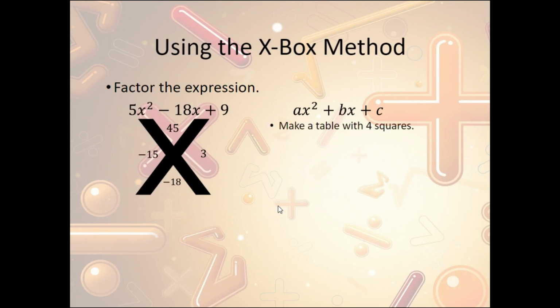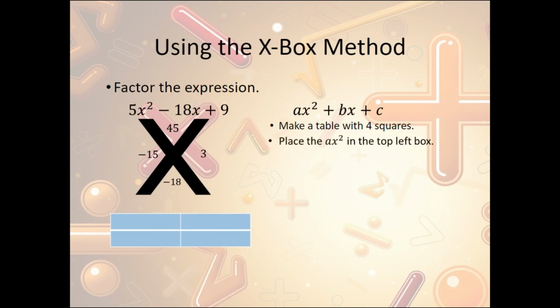Now we're going to do the box part. So that's the x part. Now we're going to do the box part. So we're going to make a table with 4 squares, just like this. And we're going to place ax squared in the top left box. So that's 5x squared. So that goes here in the top left. Then in the bottom right, we're going to put c, which is 9. So that goes there.